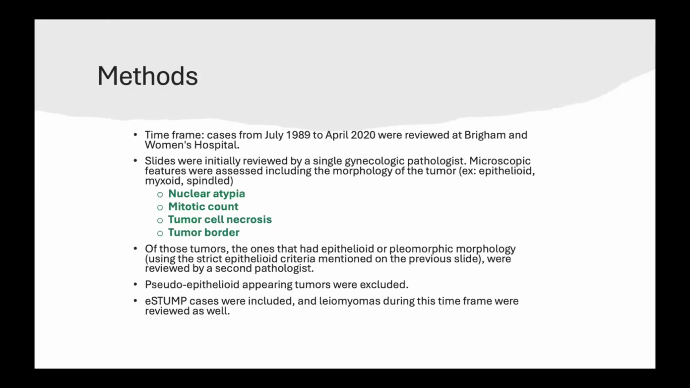Of these tumors, the ones that had epithelioid or pleomorphic morphology were reviewed by a second pathologist. All the tumors that didn't have this morphology were not reviewed and weren't included in this study. Pseudoepithelioid appearing tumors were excluded, and we'll get into that in a second. Endometrial stromal tumor cases were included, and leiomyomas as well, just to review them and make sure we weren't missing an epithelioid leiomyosarcoma in this group of tumors. The large IHC panel was evaluated in cases where the slides and blocks were available, so not all cases had IHC or molecular done on them.